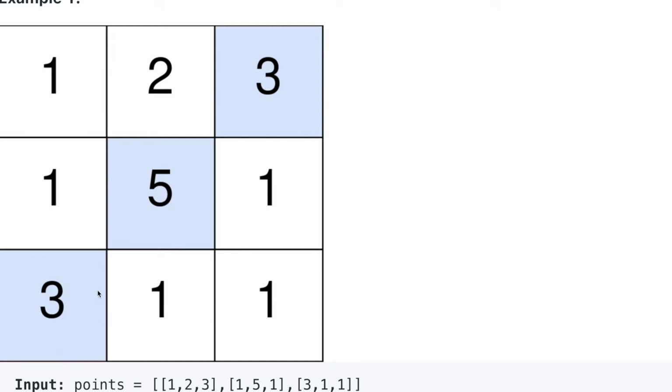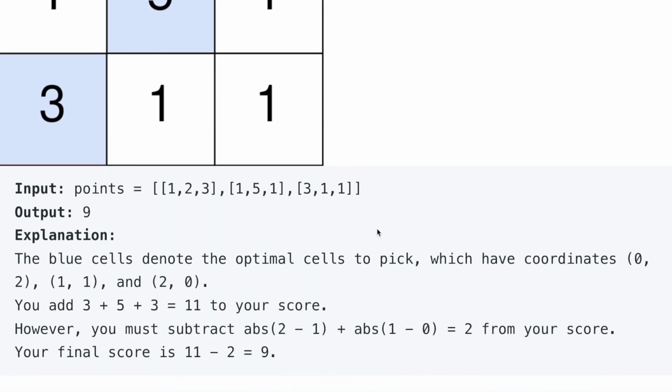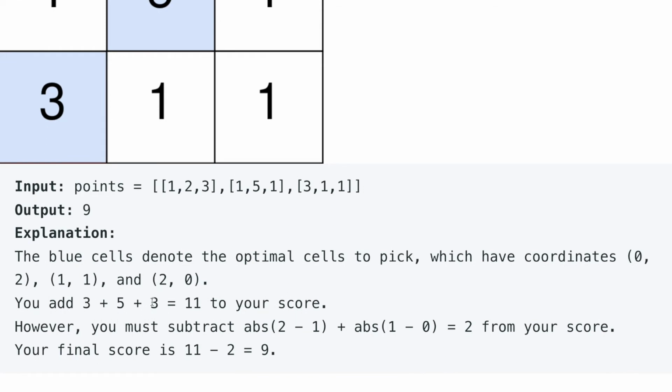If we chose 3 here, because our last cell chosen is in the second column, we'd have to subtract 1 because we're moving one column over. So in total, the sum of this would be 3 plus 5 plus 3 minus 1, because 5 is 1 over from our last row here. And then we'd have to subtract 1 again, which is 1 over. And so we basically have to maximize this. So in this case, if we walked through it, it's 3 plus 5 plus 3, like I said before. However, we have to subtract off the offsets here.